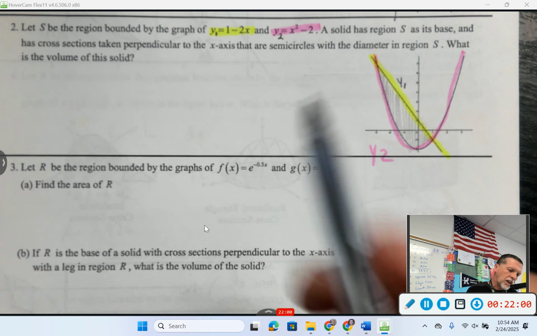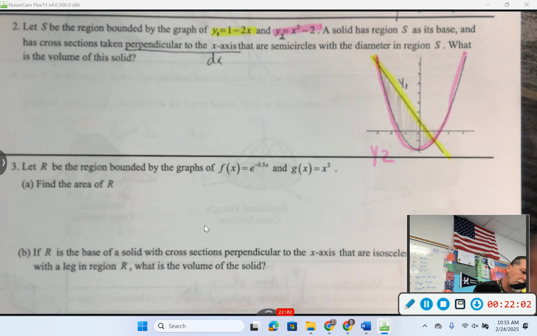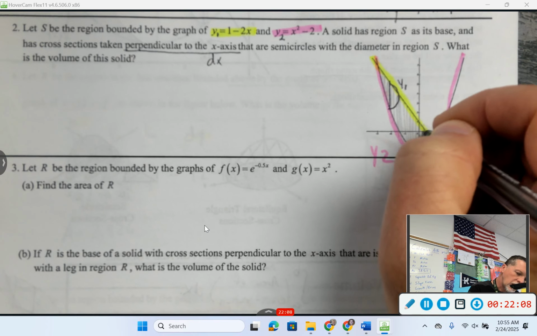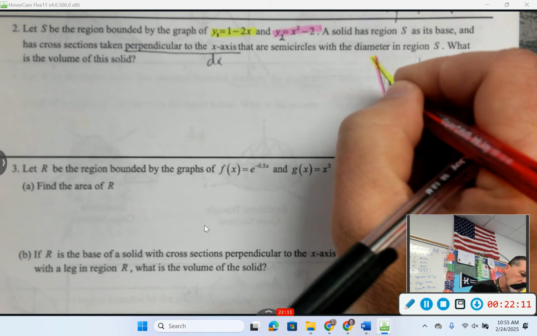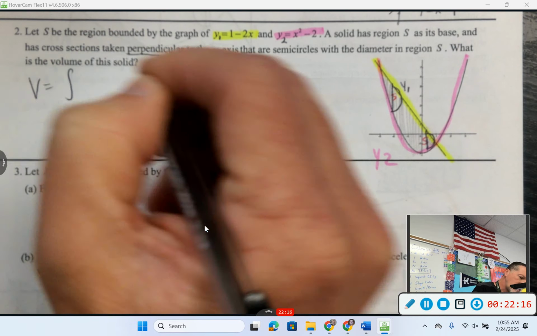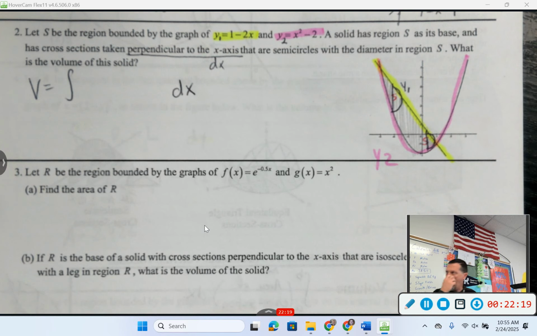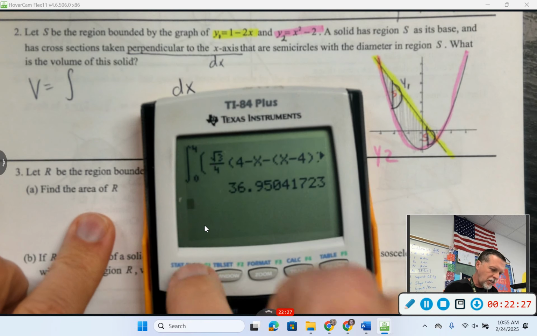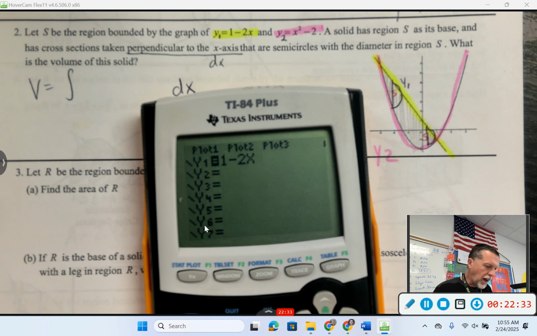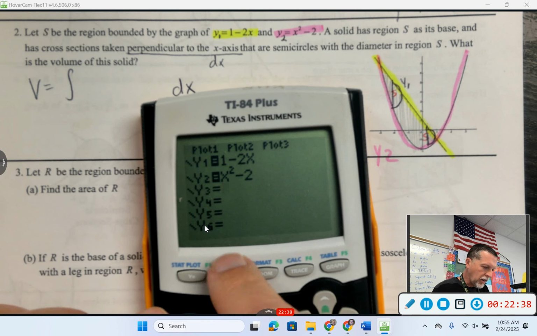Okay, cross sections taken perpendicular to the x-axis. We like that, so they're dx. Are semicircles. So semicircles. So volume is antiderivative. It's got to be dx. Can you read the intersections to know what my limits of integration are? I don't know that I can, so I'm going to verify that. I'm going to put both of those in the calculator.